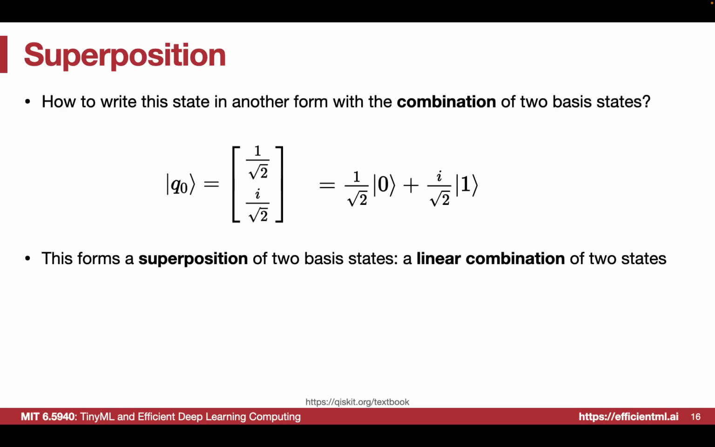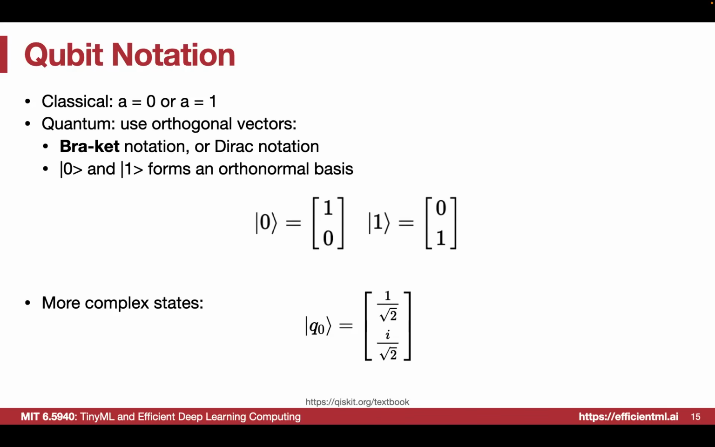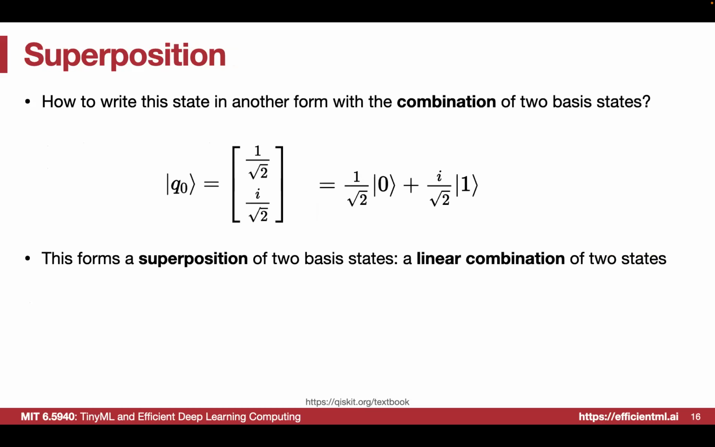You may ask how we can write this in the format of the combination of 2 states. Actually, we can decompose this into a combination of the previous 2 basis states. As we introduced previously, the 0 state is (1, 0) and the 1 state is (0, 1). So if we want to represent this new state as a combination of the 2, we have 1 over square root 2 of the 0 plus i over square root 2 of the 1.